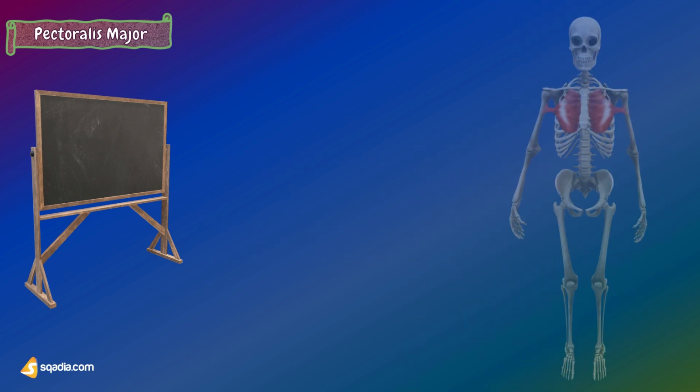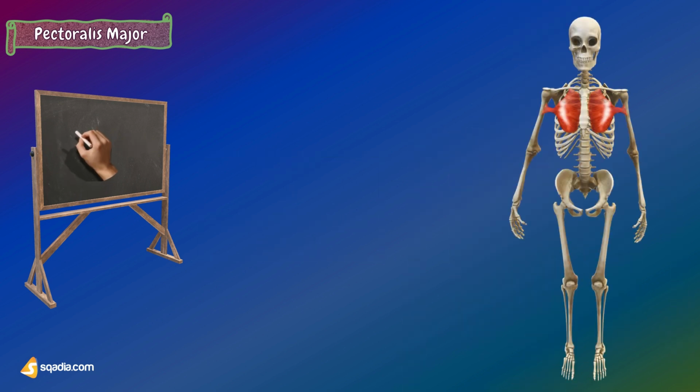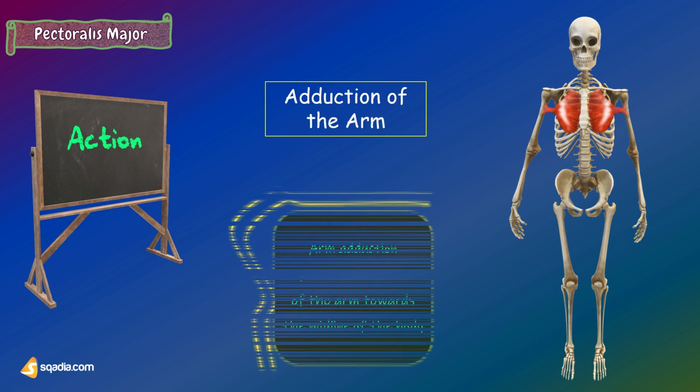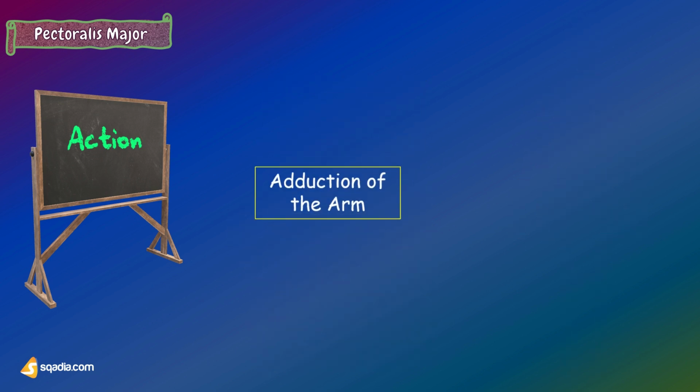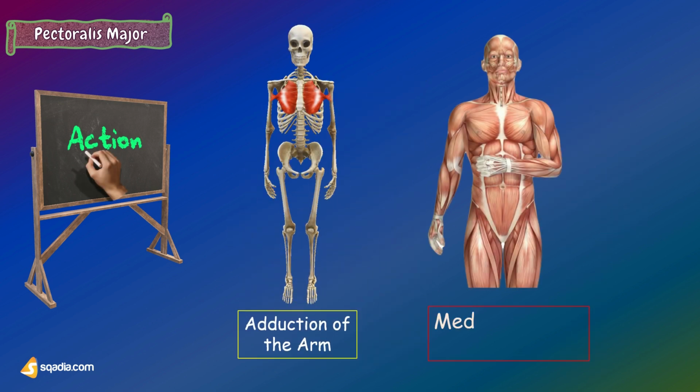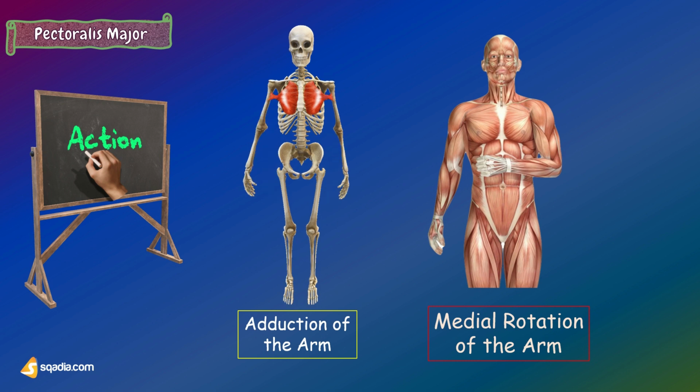So now that we have talked about the nerve supply of pectoralis major, let's look at the action of these muscular fibers. The function of the pectoralis major muscle is the adduction of the arm and medial rotation of the arm. You can easily remember the action of a muscle once you know where it is situated.